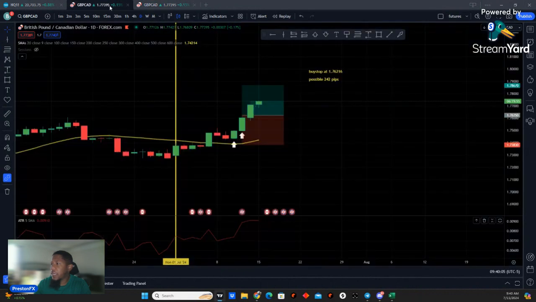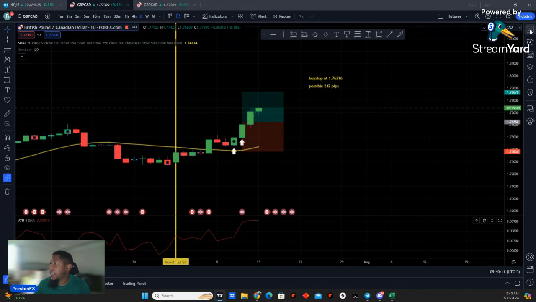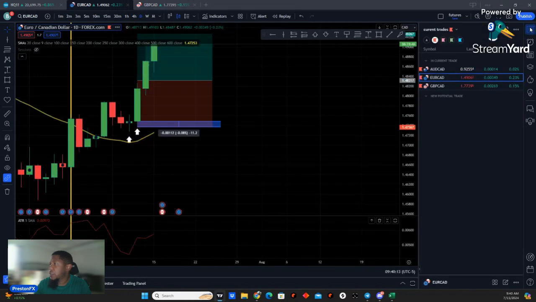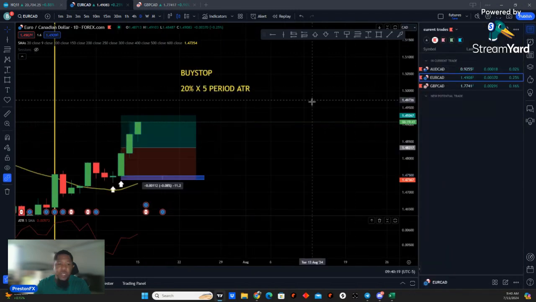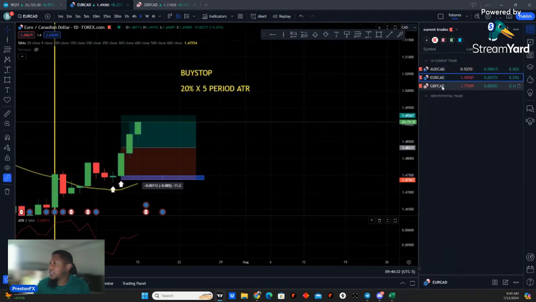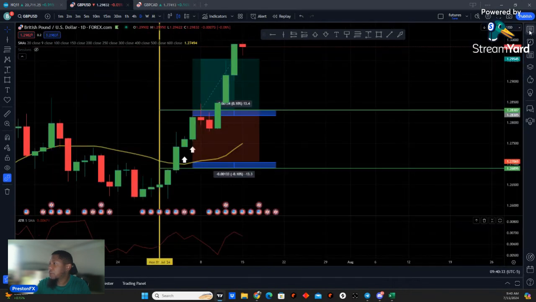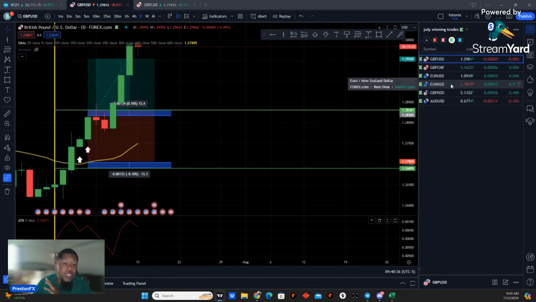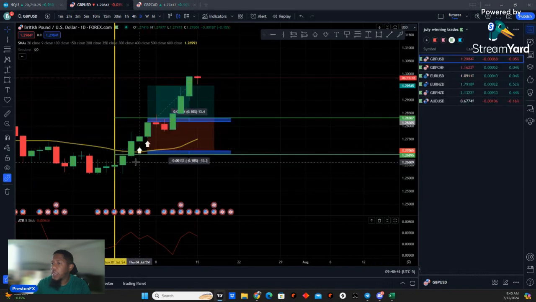Let's again right here. See, you can see CAD, we're looking at 242 pips. And then again right here, AUD CAD, Euro CAD, and GBP CAD, and I had one other one potentially. These are the winning trades for this month. Those are 3 pairs, so you potentially would have passed your 100%, your $8,000 challenge. Right here, GU hit us for 124.